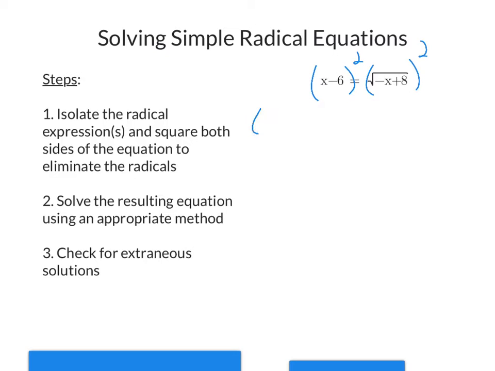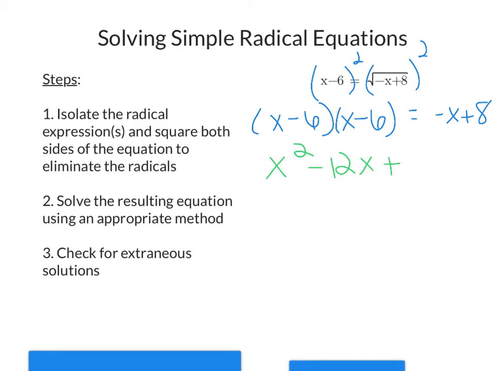So I'm left with the quantity of x minus 6 squared, which means I'm multiplying it by itself, equals negative x plus 8. When I use the double distributive property to simplify the left-hand side of my equation, I end up with x squared minus 12x plus 36 equals negative x plus 8.